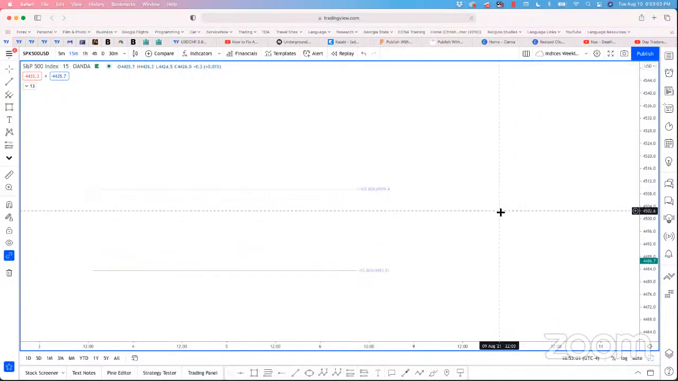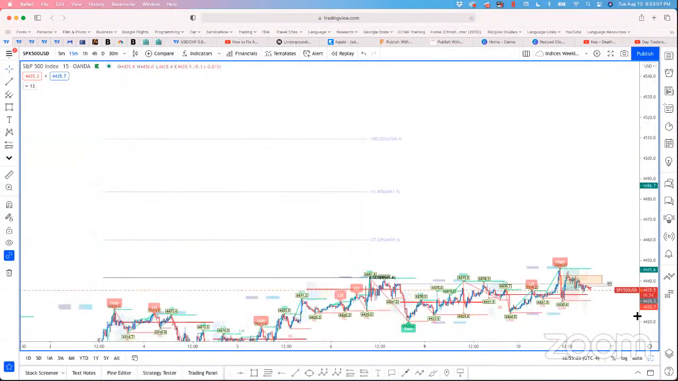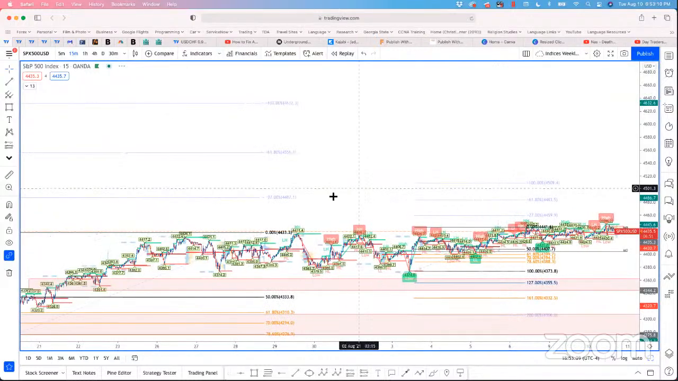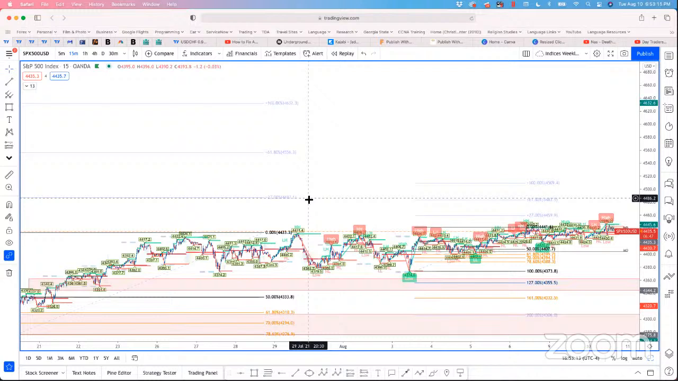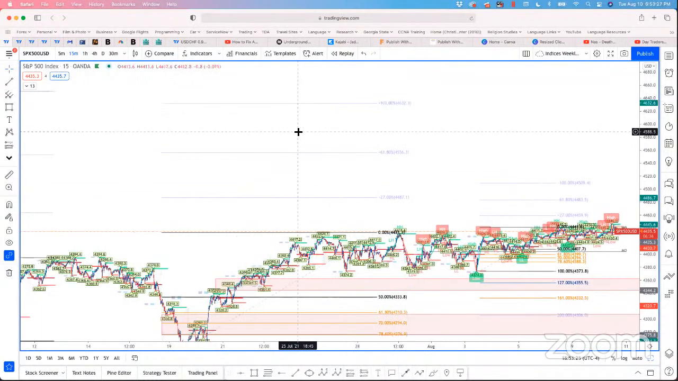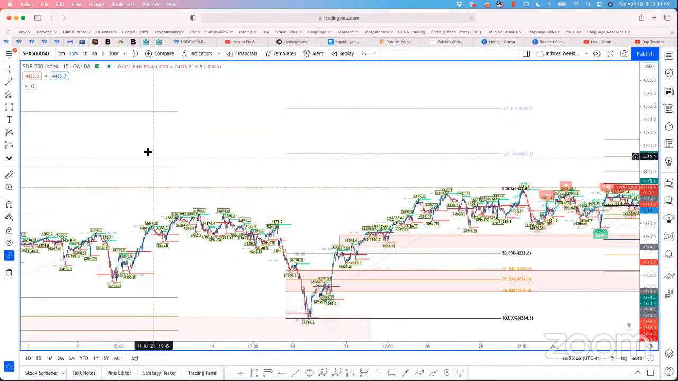4509. Those are recent projections. If we go out further, I think I took that off, but these are the ones further: 4487, 4556, and 4432. That's based off of this last swing right here.